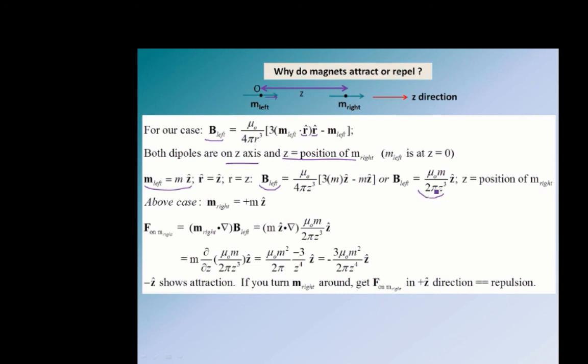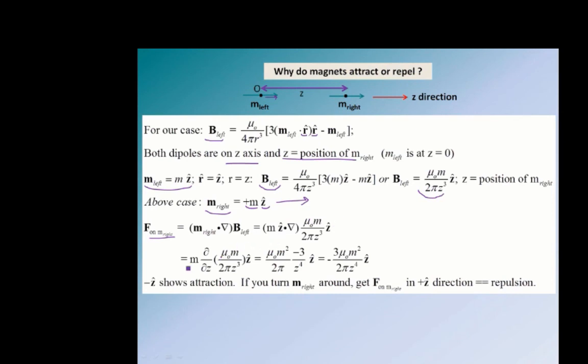Okay, now we've developed this equation before, so it should be familiar. Now let's take a look at the dipole on the right, and we're going to take the same magnitude. So it's equal to m times z hat, so it's in the plus z direction. We go into our force equation, which was m dot del operating on B left. So here's the m on the right-hand side, and the B is due to the dipole on the left-hand side. So here's the force on the m right. Plug that in. We have m z hat dot del operating on our B left.